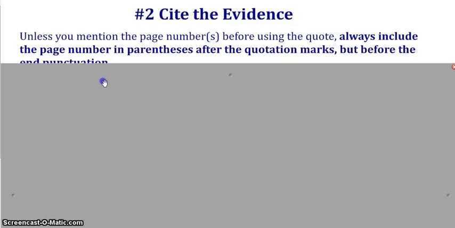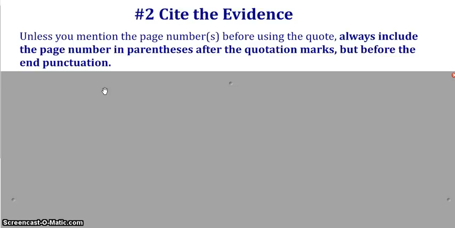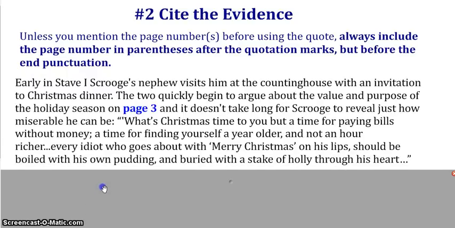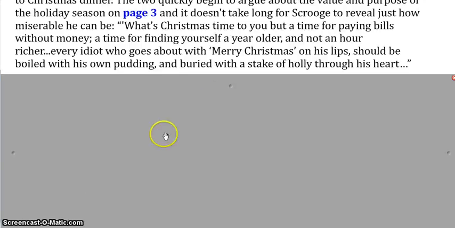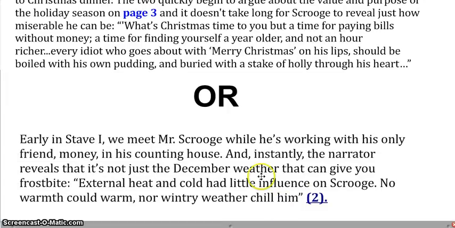Next important part when citing evidence is page numbers. So unless you mention the page numbers before using a quote, always include the page numbers after the quotation marks but before the end punctuation. So here's an example. In this case, this is from Model A, because it says page 3 before the quote, we don't have to say page 3 in parentheses at the end. However, if we look at this one, I haven't mentioned the page number here, so at the very end I put parentheses, 2, end parentheses, and period. The punctuation comes at the very end. So remember that distinction between the two.